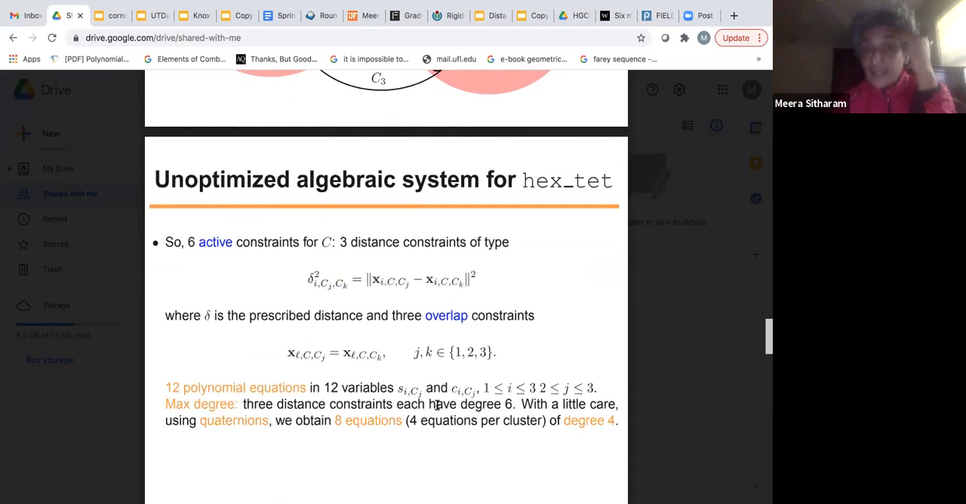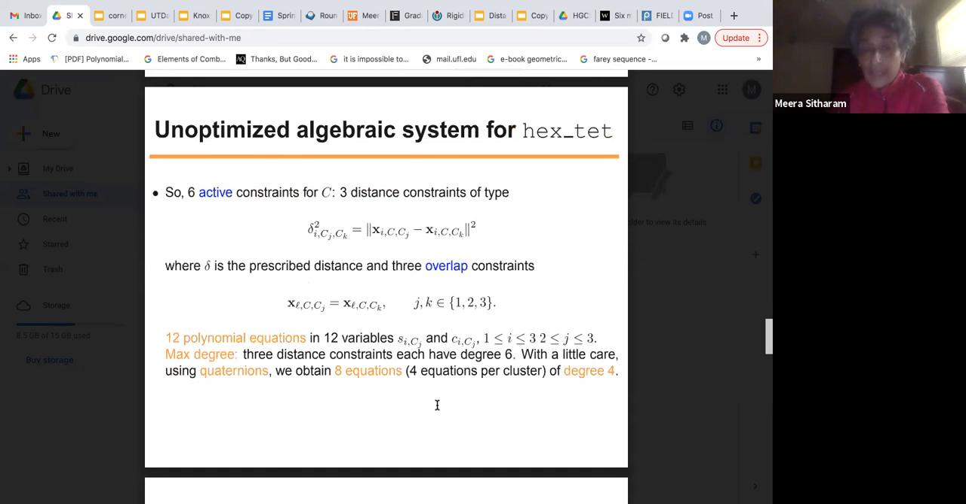degree 6. And if you can work a little harder and use quaternions for the incidence, you'll end up with 8 equations of degree 4, okay? So that's the unoptimized algebraic. Let's forget about this last bit, okay? So just think of it as 12 equations in 12 variables, and each could have degree 6. The linear ones, of course, have degree 3. The quadratic ones will end up with degree 6.